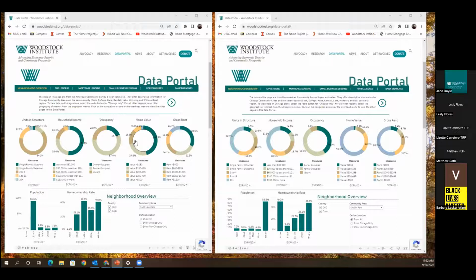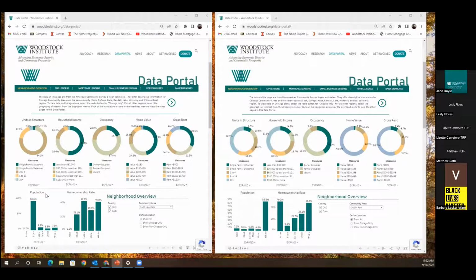So this is what the data portal looks like. On the left, I have North Lawndale selected. On the right, I have Lincoln Park. So we'll just start by looking at each neighborhood, a little bit about their demographics. As I mentioned, North Lawndale is predominantly Black. You can see that in this chart right here on the bottom left.